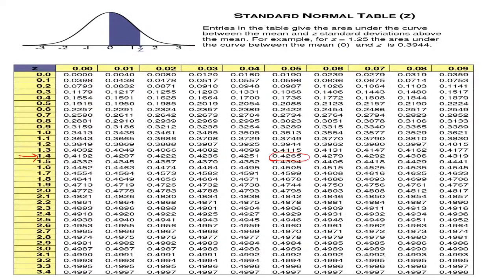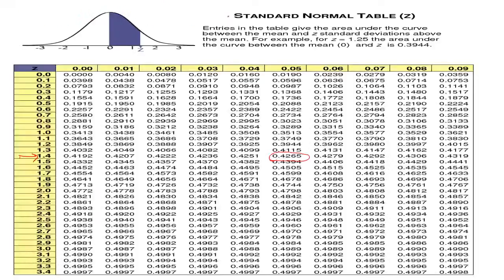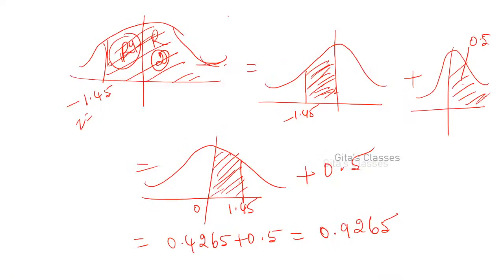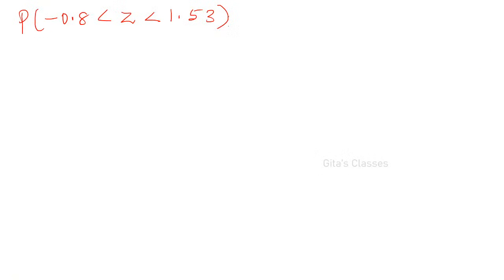So the next question is: the probability that minus 0.8 less than z less than 1.53, right? Minus 0.8 less than z less than 1.53. After finishing all these four, we will go to the calculator. Okay, we'll do it using the calculator also, Shivakumar.